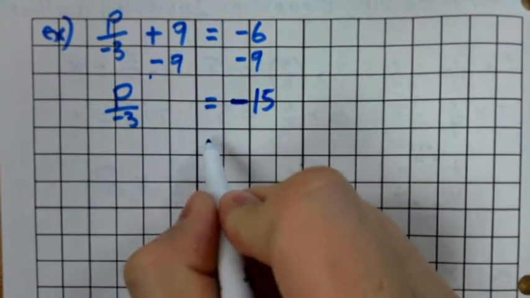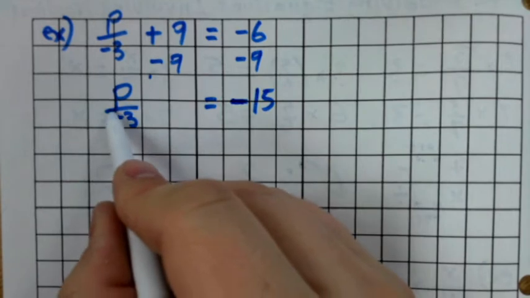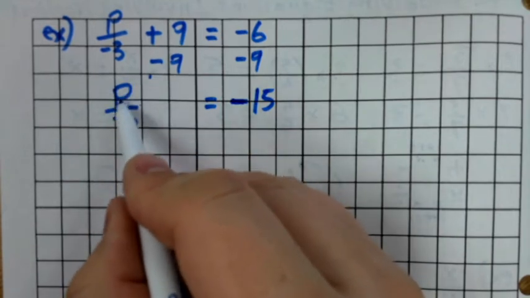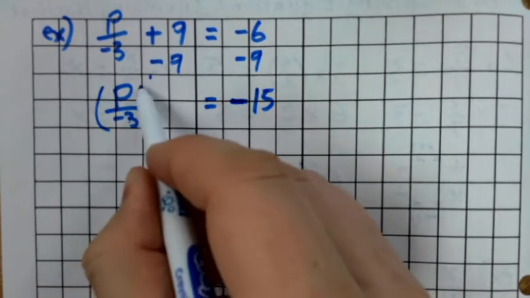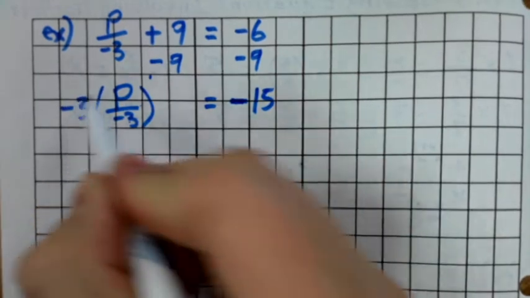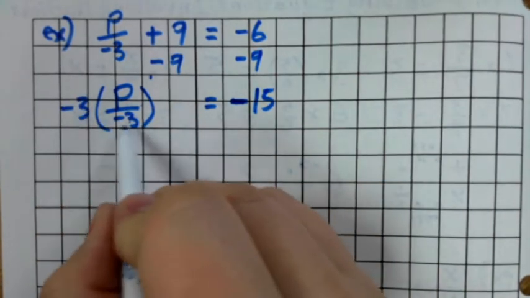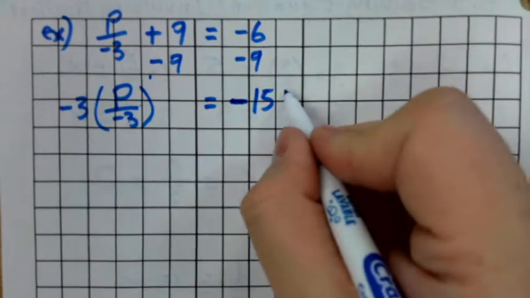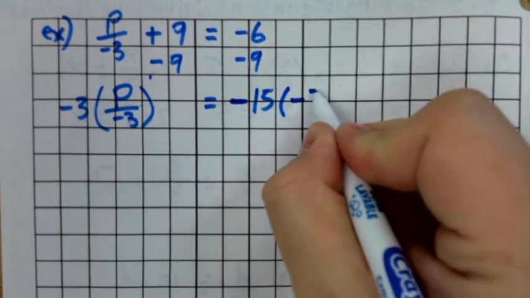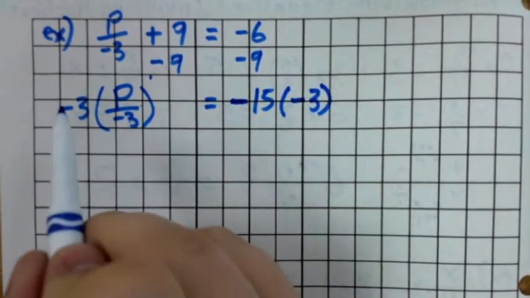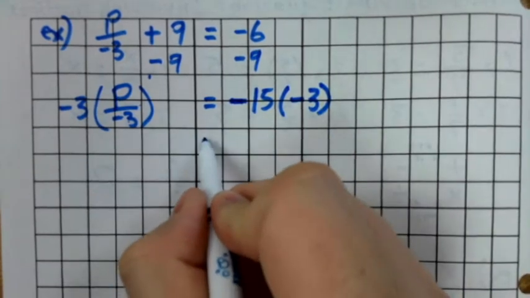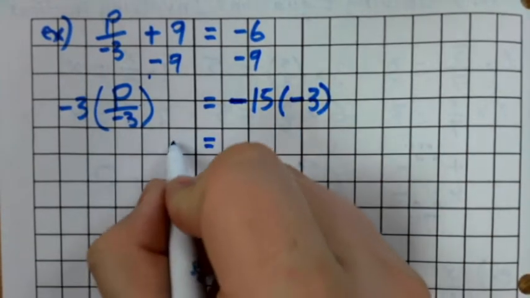So then, our next step is to get rid of our divided by negative 3 that's with our variable. And to get rid of that, we need to multiply by negative 3. Not just 3, but negative 3 to cancel out with negative 3. And on this side, we're going to also multiply by negative 3. Why? Because if you do something to one side, you need to do it to the other side of an equation, or else it's no longer equal.